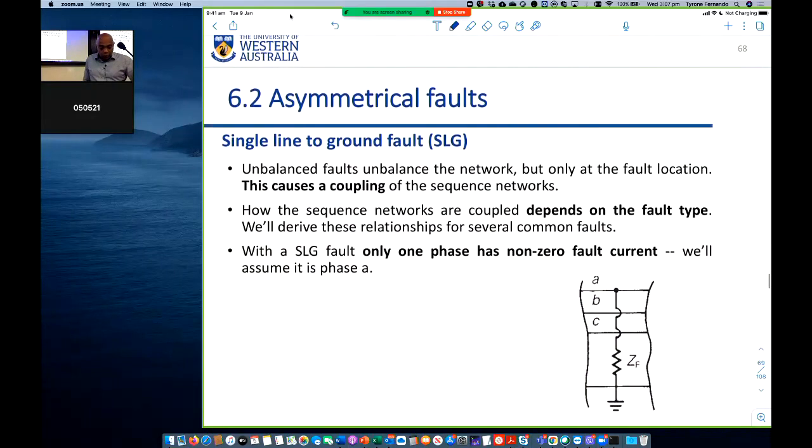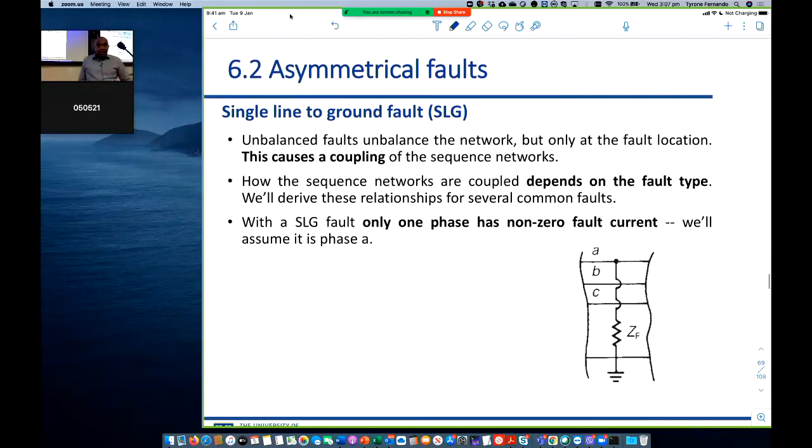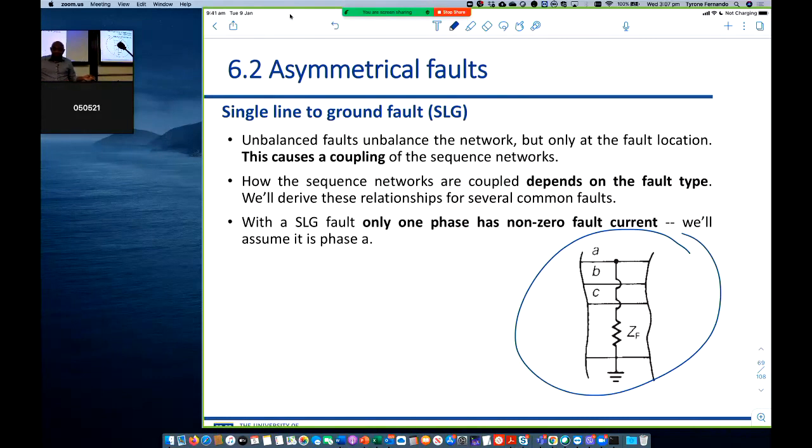So the reason that we've looked at all the sequence circuits is because we want to study the asymmetrical faults. A single line to ground fault is an asymmetrical fault, because after the fault, the circuit is not balanced. We have one line connecting to ground, as you can see here. That is, phase A touches the ground through some impedance ZF, and B and C are open.